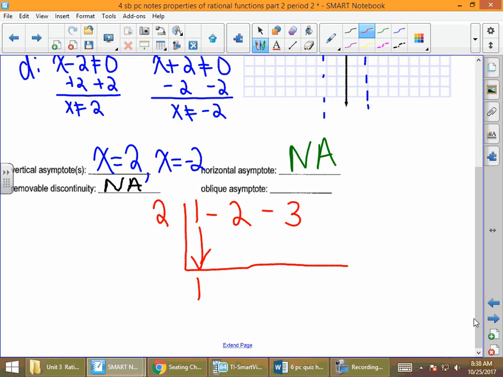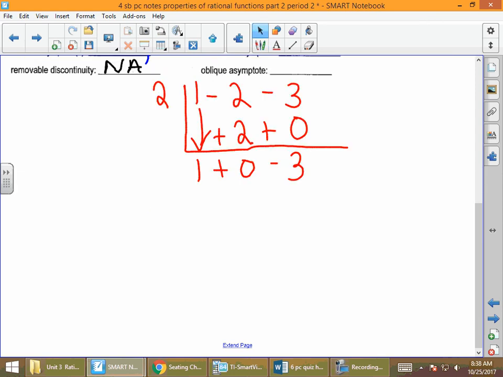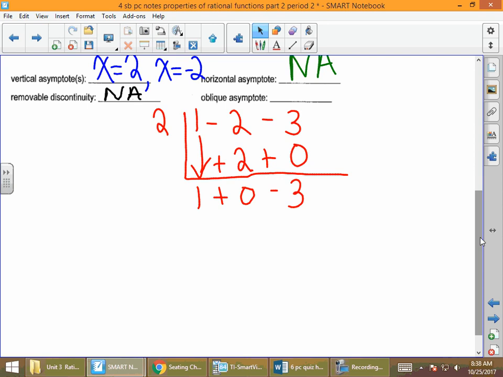Bringing down the 1. 2 times 1 is 2. And negative 2 plus 2 is 0. 2 times 0 is 0. And negative 3 plus 0 is negative 3. But that's just part of x squared minus 4. We did the x minus 2. And by the way, we've got x cubed here. When we divide by that first degree, this gives us an x squared.